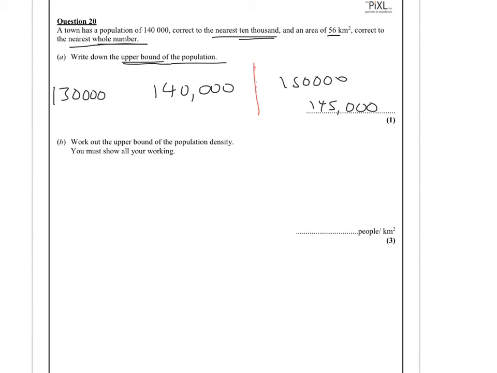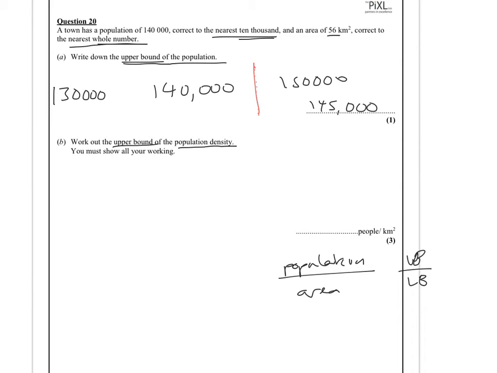Part B. Work out the upper bound of the population density. You must show all of your working. So, first tricky thing here is to work out what the population density is, but there's a clue in that the unit is given as people per kilometre squared. So that means we're going to be doing the population divided by the area. So to get the upper bound, we need to make this number as big as possible and this number as small as possible. So we're going to be using the upper bound divided by the lower bound of the area.